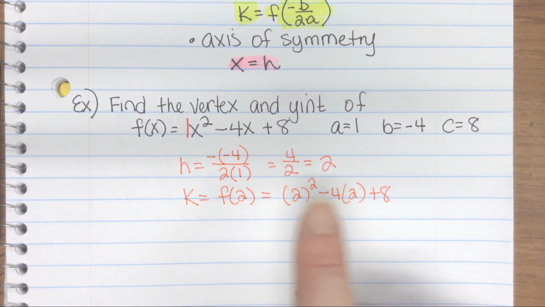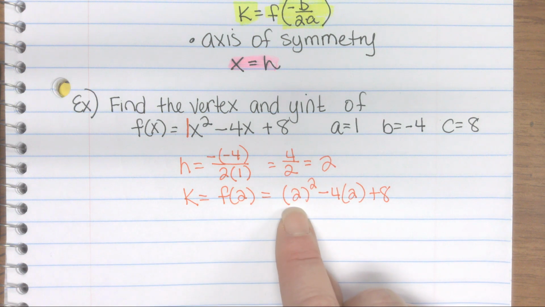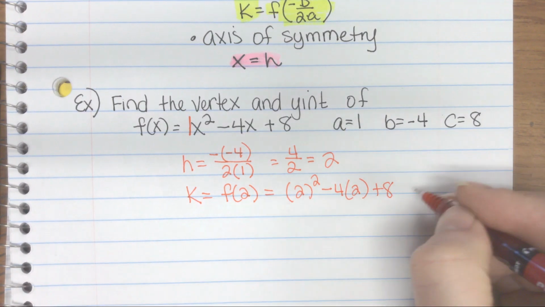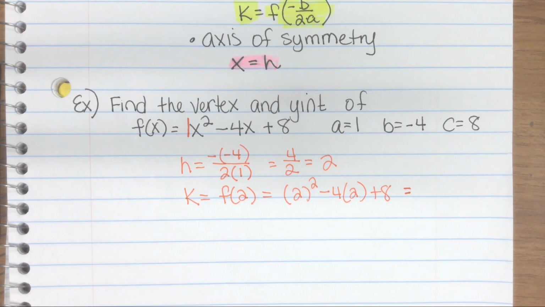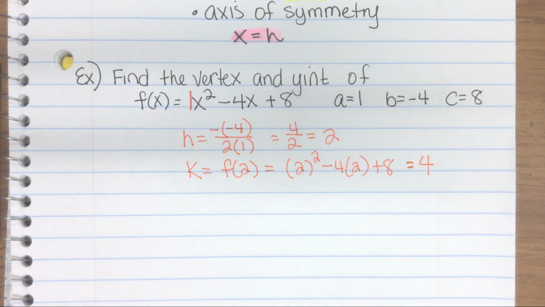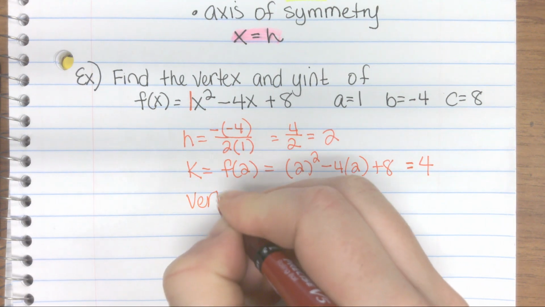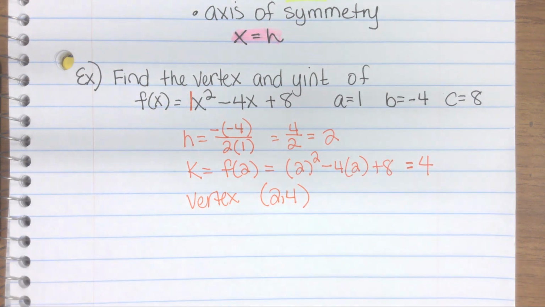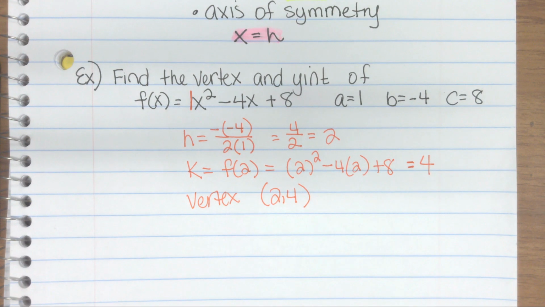What's 2 squared? 4 minus 8 plus 8. What does that simplify to be? Thank you, 4. Let's write it as an ordered pair. The vertex is 2, 4. And somebody tell me what's the y-intercept. Good.